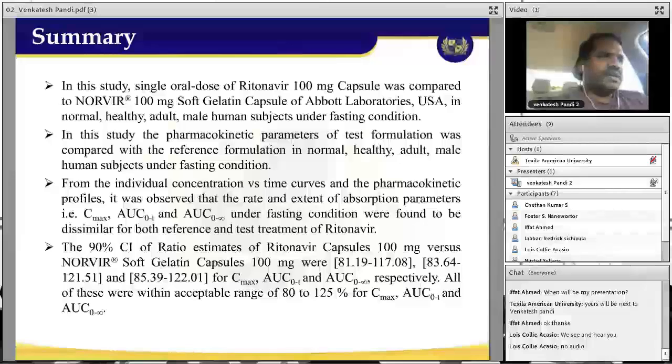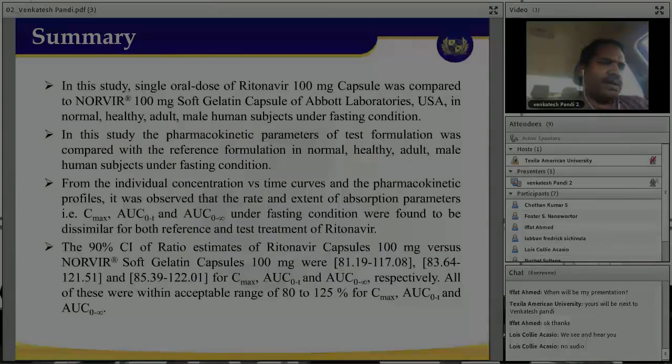So the summary and conclusion part. In the study, single oral dose Ritonavir capsules were compared to Norvir. In the study, the PK parameters of the test formulation were compared with the reference formulation in human beings from the individual time versus concentration data. The 90% confidence intervals of ratio estimates of Ritonavir capsules.